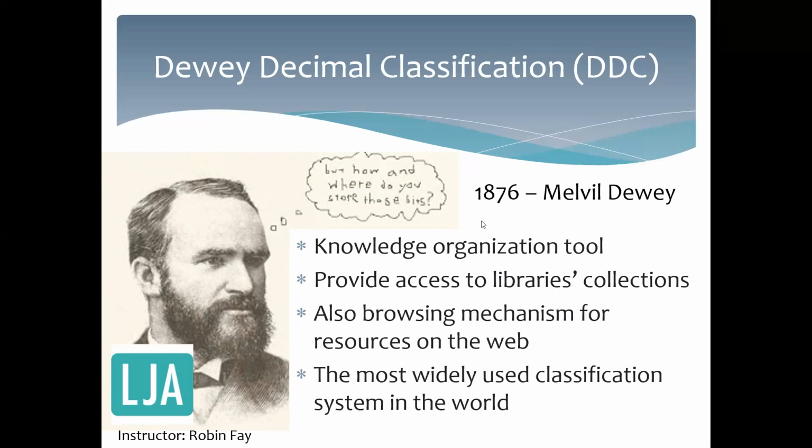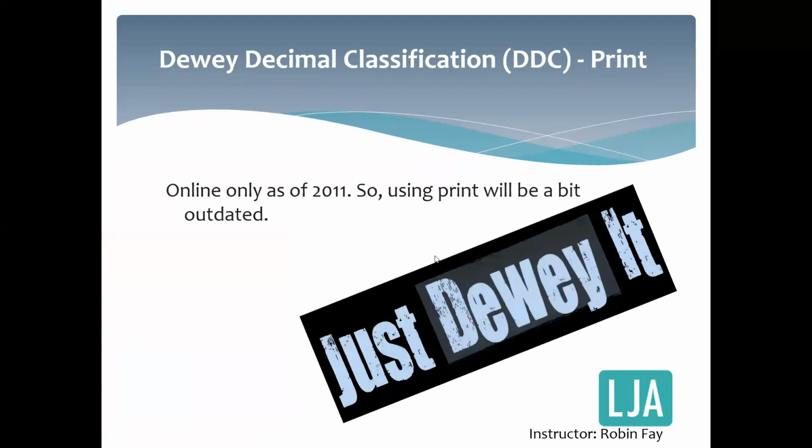And so he's really looking at how we could organize our resources and provide access to libraries' collections, and then also how we could create a browsing mechanism. Of course, he was before the days of the web, but how can you create that browsing experience? It is the most widely used classification system in the world still, and it is used by all kinds of libraries. As of 2011, it is only updated online.